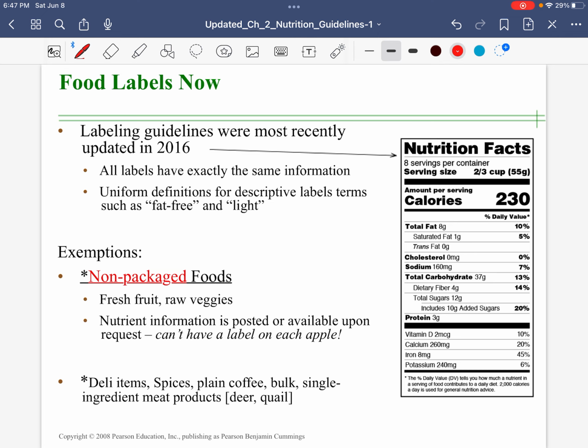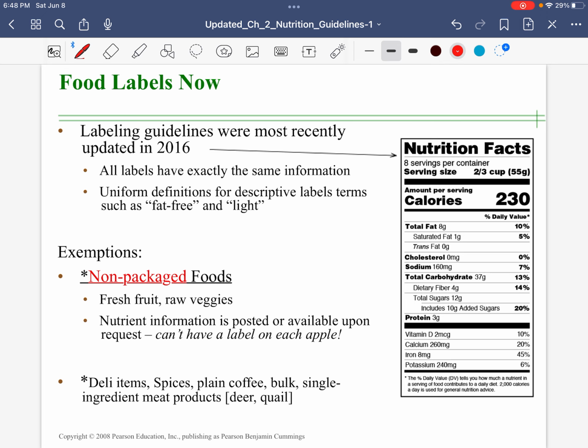Well, non-packaged foods to some extent are exempt. Fresh fruit or veggies. And grocery stores are required to have that nutrition information on hand or posted. So if you actually want to know, you can ask someone that works at the grocery store. I'd like to see a nutrition label for the asparagus, please. And they're, by law, supposed to be able to provide it to you.